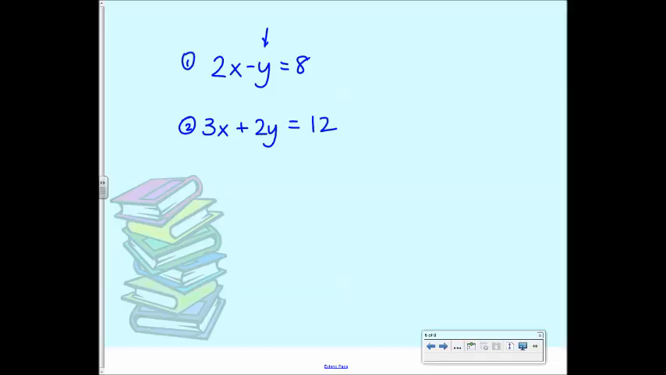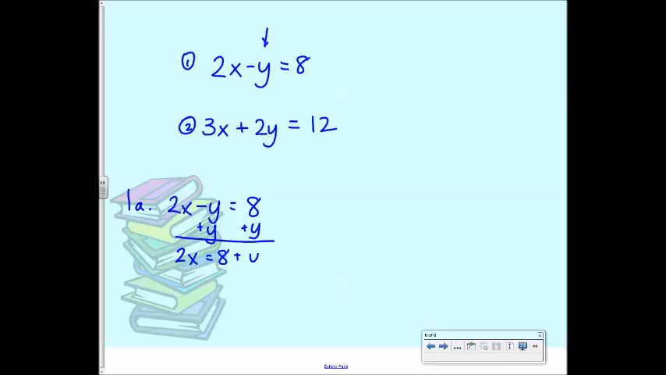the variable by itself. So I'm going to write that down here, 1a is 2x minus y equals 8. And I want to get y alone, so I'm going to add y to both sides. And I get 2x equals 8 plus y.